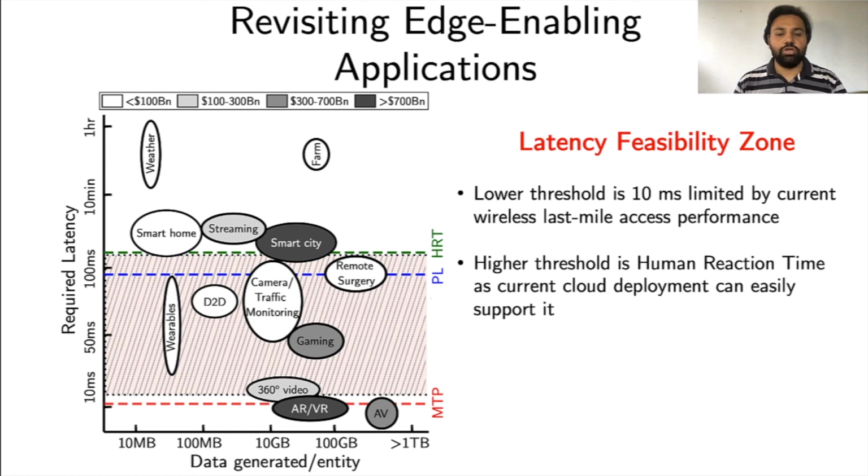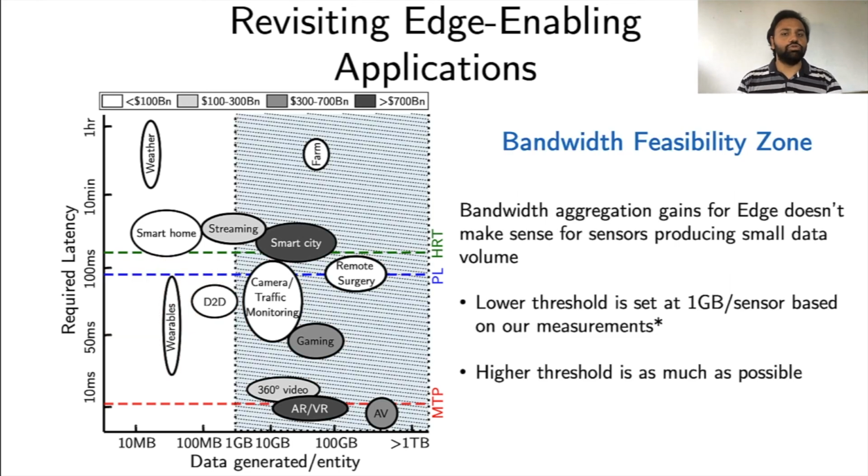The upper bound is the human reaction time, which, as we observe from our results, is the time within which almost every region around the globe can access the cloud. The region in blue shows the bandwidth feasibility zone of edge computing. Edge is most useful for applications that generate enough data to congest the network. Specifically, the benefits from the edge are greatest close to the user and decrease with increasing distance, and can be further affected by contention at the last mile.